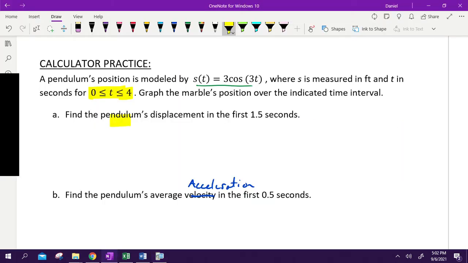Find the pendulum's displacement in the first 1.5 seconds. All right, so remember, displacement is the change in position. So if I want to know the change in position, I want to figure out where I'm at and where I'm going. So really what I want to know is S of 0 and S of 1.5.